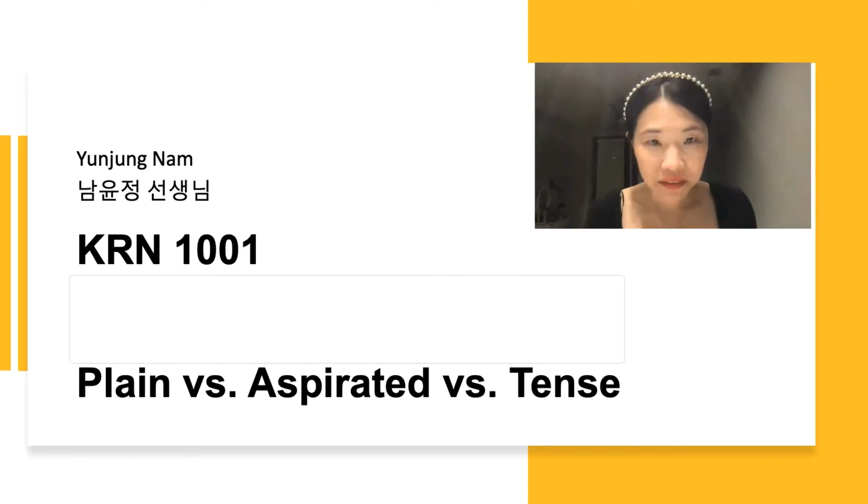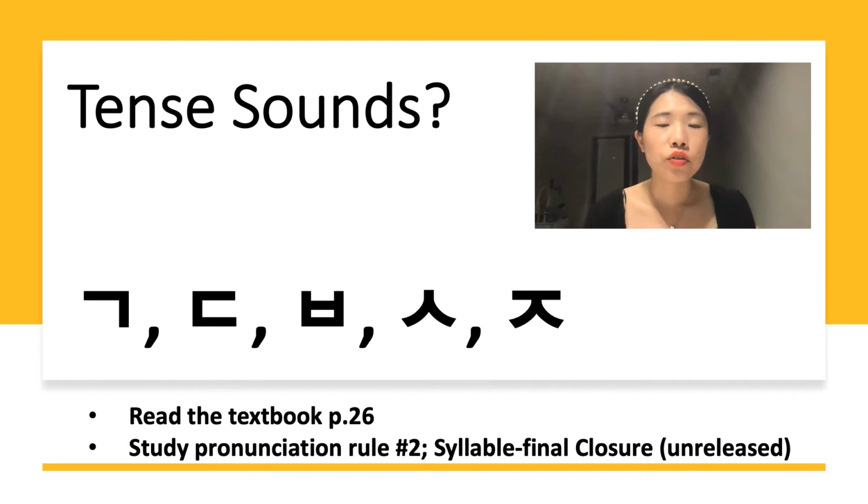안녕하세요. In this video, I'm going to talk about the plain versus aspirated versus tense consonants. As you have already covered, you know that there are 5 different sounds that have a tense version, which means twin version: 기역, 디귿, 비읍, 시옷, 지읒. They can be duplicated to become tense sounds.